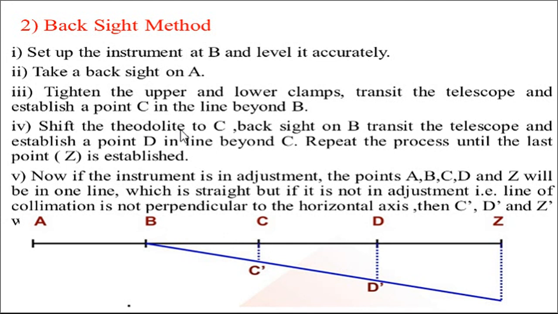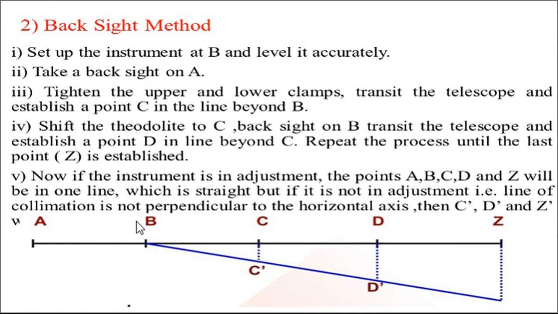Then shift the theodolite to C and take the backsight on B by transiting. And then again we have to take the reversing and we have to establish point D in front of C. So, in this way, by taking the backsight and reversing the theodolite, we have to establish different points till the last point is reached. So, in this way we can extend line AB up to Z.